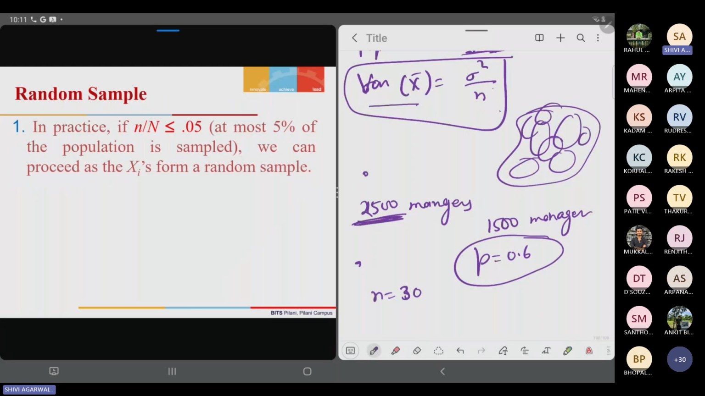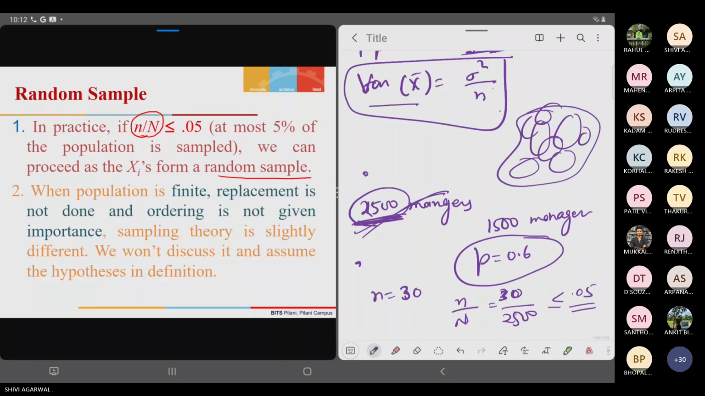Basically, in practice, if small n upon capital N is less than or equal to 0.05, we can consider it a random sample. Here, capital N, 2500 managers, is also considered finite, but n upon N is 30 upon 2500, and that is always less than or equal to 0.05. So we can consider capital N as an infinite population. Okay, so we can consider them a random sample, because the random sample is taken from an infinite population.